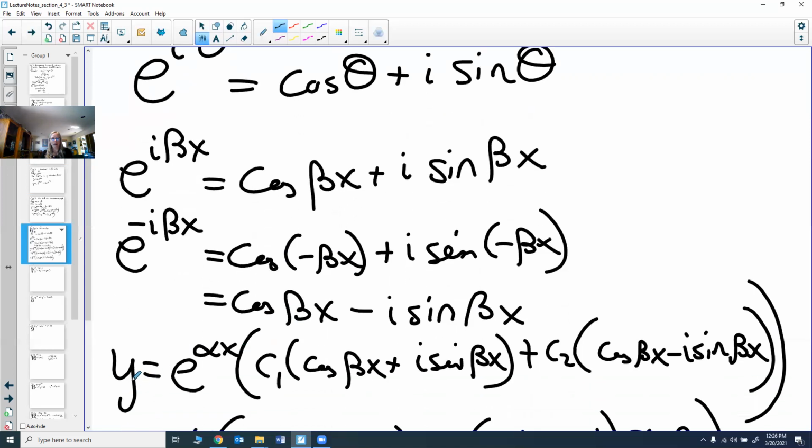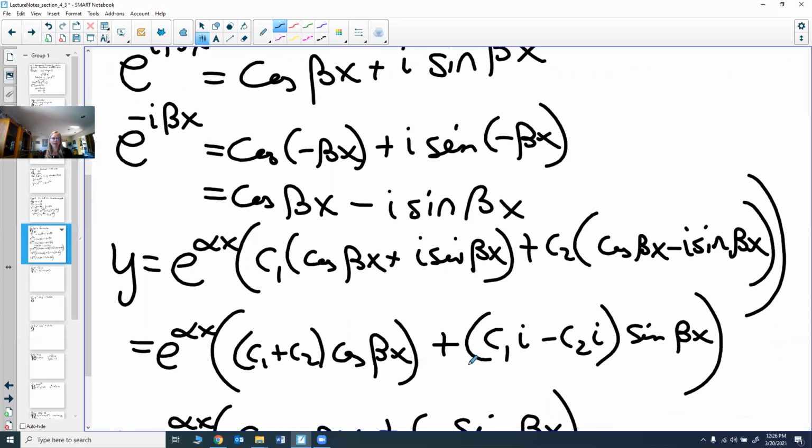And so we now have y is e to the alpha x. Remember, we pulled that out. And then we have this c1 times cosine of beta x plus i sine of beta x plus c2 times cosine of beta x minus i sine of beta x. So now let's try to get terms together. Let's bring all the cosine of beta x terms together. That would be c1 plus c2 times the cosine of beta x. Let's take all the i sine of beta x's together.